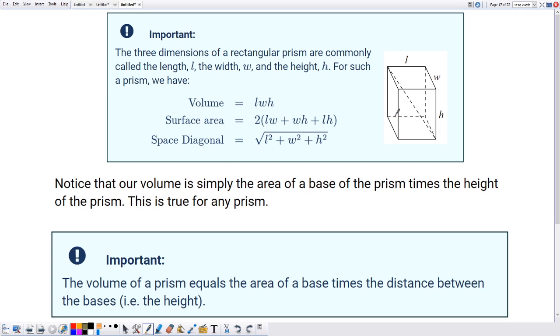And then the space diagonal, which is from one corner to the opposite in space, is the square root of length squared plus width squared plus height squared. But in general, the more important concept is that the volume of any prism is the area of the base, the bottom or the top, times the distance between the bases, the height of the object, you could say.